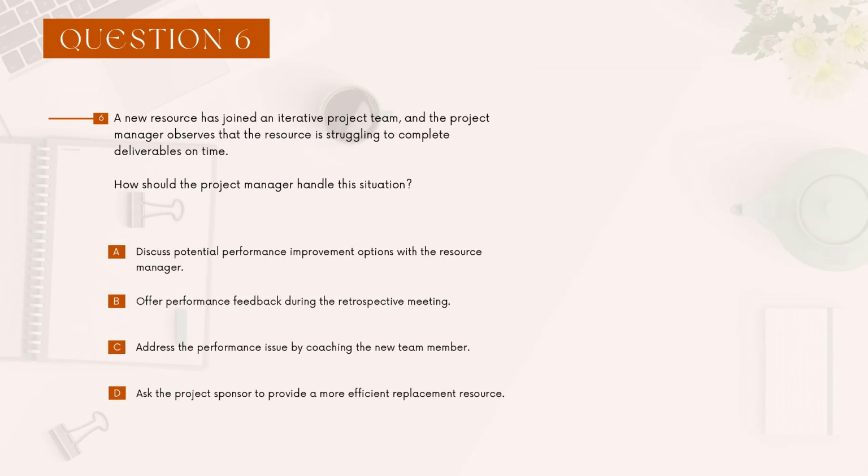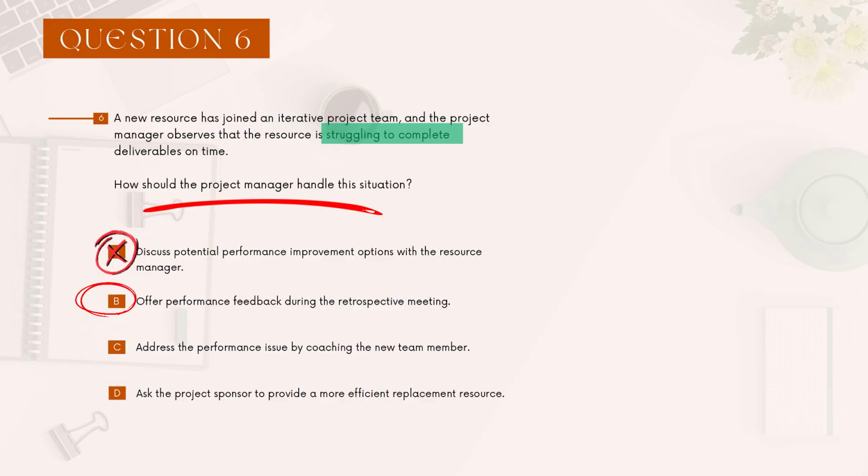A new resource has joined an iterative project team, and the project manager observes that the resource is struggling to complete deliverables on time. How should the project manager handle this situation? All right, so this new resource, a new team member, is struggling to complete the deliverable. Okay, what should we do as a project manager? A, discuss potential performance improvement options with the resource manager. So again, we don't escalate things. They're using the word discuss. Very good, I like that word. But at the end of the day, what's the core solution telling us? That we escalate it to the resource manager. The question doesn't even involve the resource manager. So why should we even involve him or her in our solution? So A is gone.